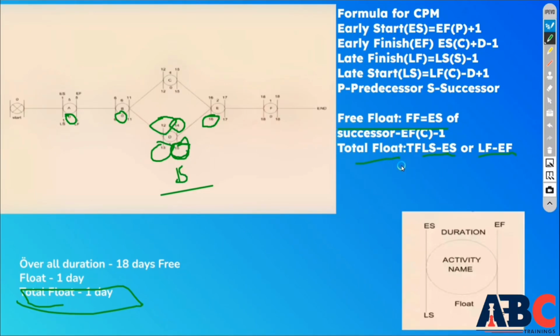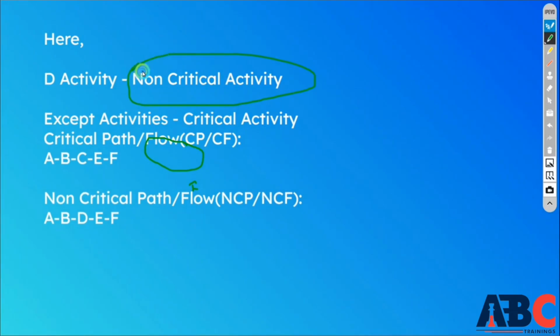So what is my D activity? Non-critical activity, and the rest of the activities, like C, are my critical activities. A activity is also my critical activity. But what is my D activity? Non-critical activity, because it has 1 day of free float time. If I start 1 day late, then also there will be no problem in that. But except that activity, the rest of the activities are all critical activities except D. A, B, C, E, F. These activities are critical activities.